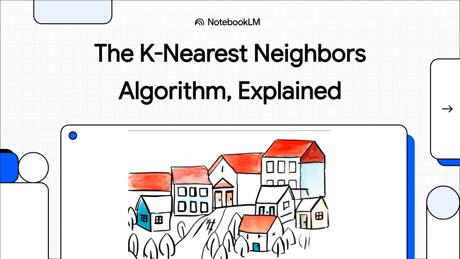Welcome to The Explainer. Today we are going to break down one of the most intuitive and, honestly, one of the most relatable algorithms out there in machine learning. It's called K-nearest neighbors, and it's all built on a super simple idea you already know. You can be judged by the company you keep.